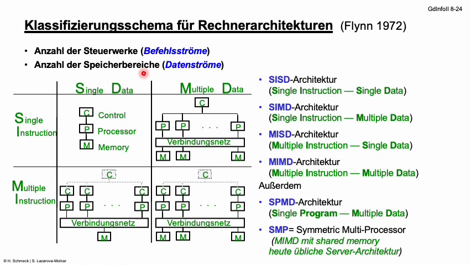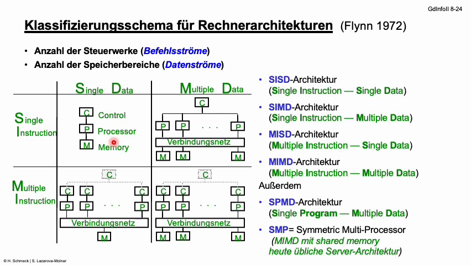So the instruction stream is defined basically as the sequence of instructions that needs to be processed or performed by the processing unit. And then the data stream is the data traffic that needs to be exchanged between the memory and the processor.